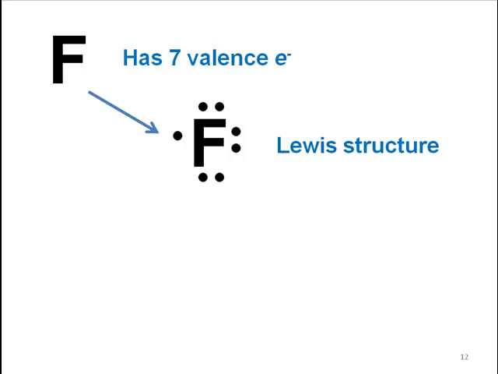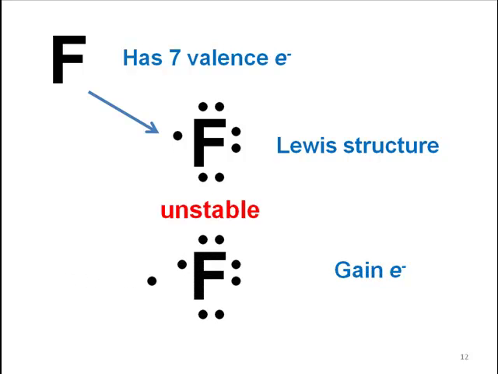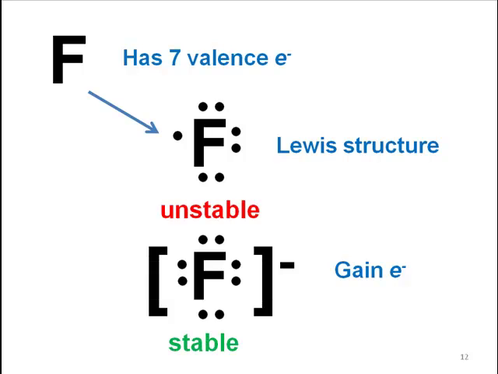Again, does it matter if you have the single dot on another side? No, as long as you have 3 that are paired up and 1 unpaired electron. It is unstable because it does not fulfill the octet rule. So it wants to gain how many more electrons? 1 more electron. It gains 1 electron. Now it becomes fluoride and it is stable.